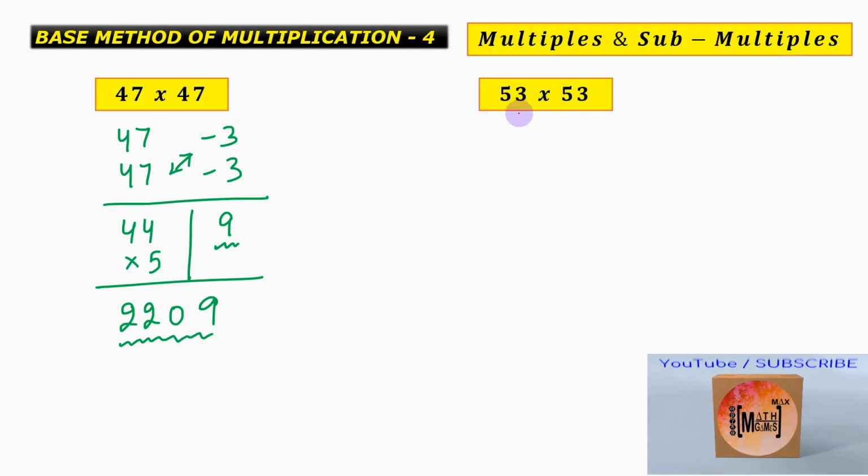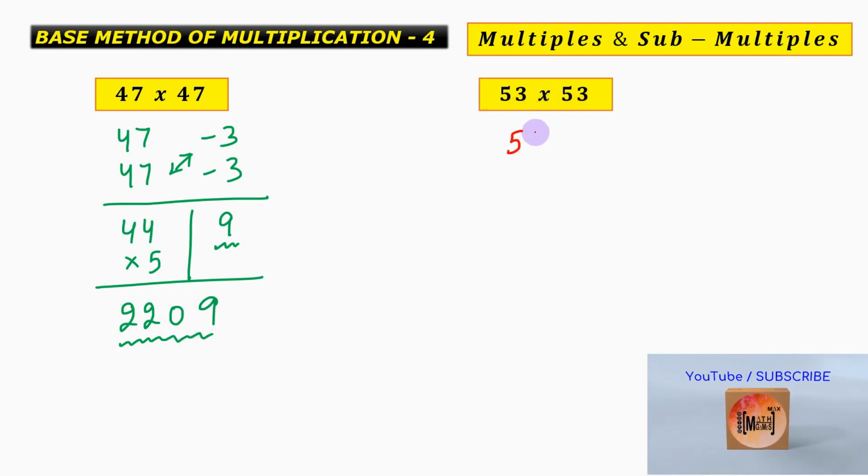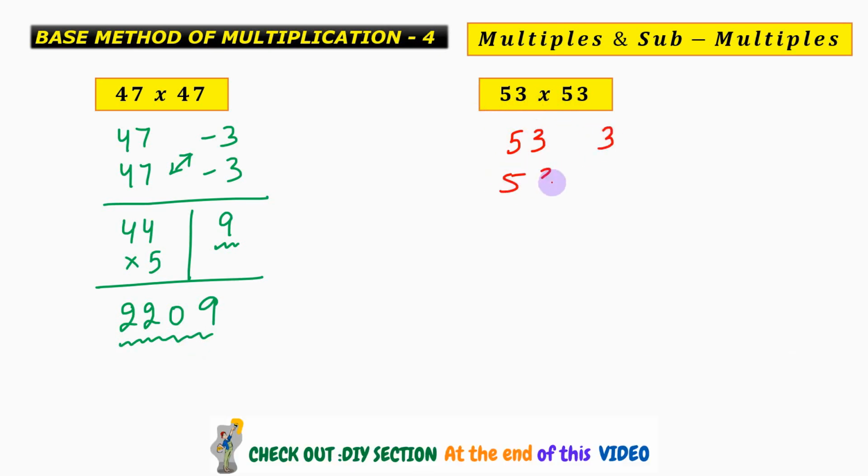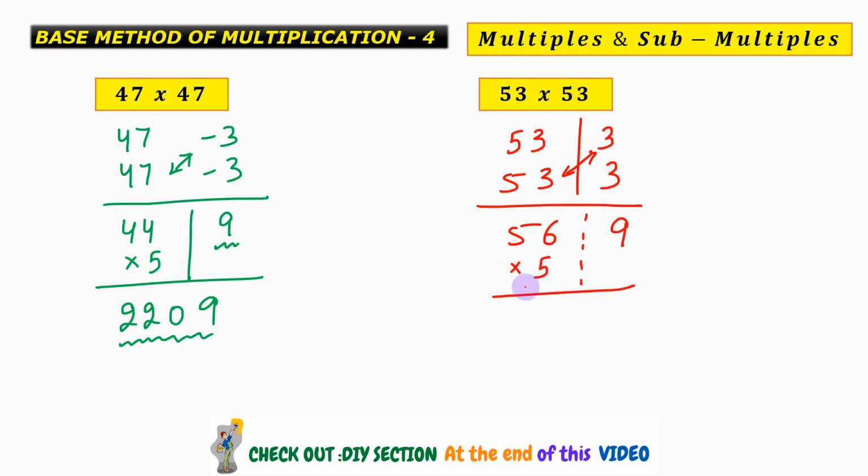We have 53 square. We can write it as 53 plus 3, 53 plus 3. So 53 plus 3 will now give us 56 and then 3 into 3 is equal to 9. Now we have to multiply the first part by the number 5 as was done earlier. So 56 into 5 will give us 280 and this is a single digit number, so this is acceptable and hence our answer will be 2809, which is equal to the square of the number 53. Now let us check out the next question.